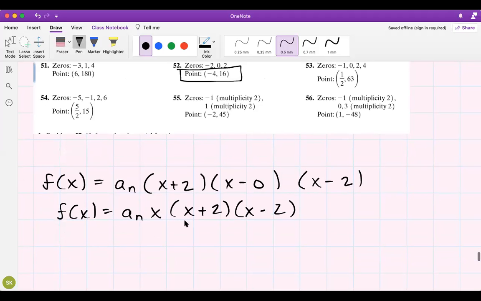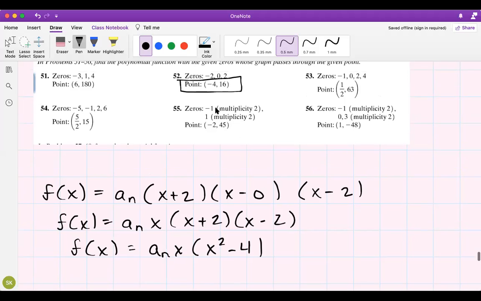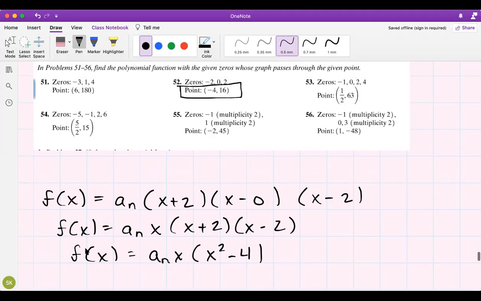And I'm actually going to expand this a little bit. This is a(n) times x, and this is the difference of squares here, so this is x squared minus 4 if you multiply this out. Now you don't have to do this piece, but I could also distribute in this x. I'm going to leave it just like this.